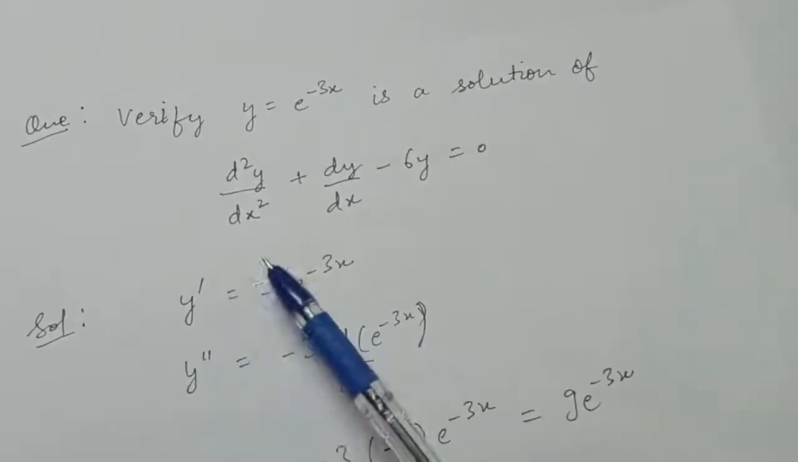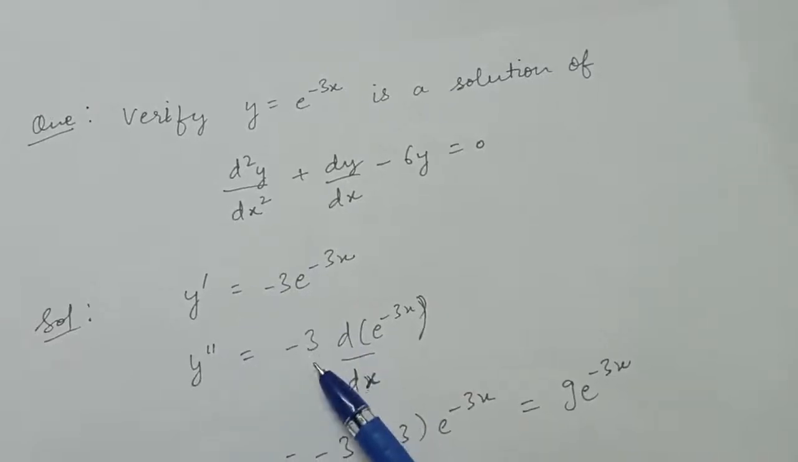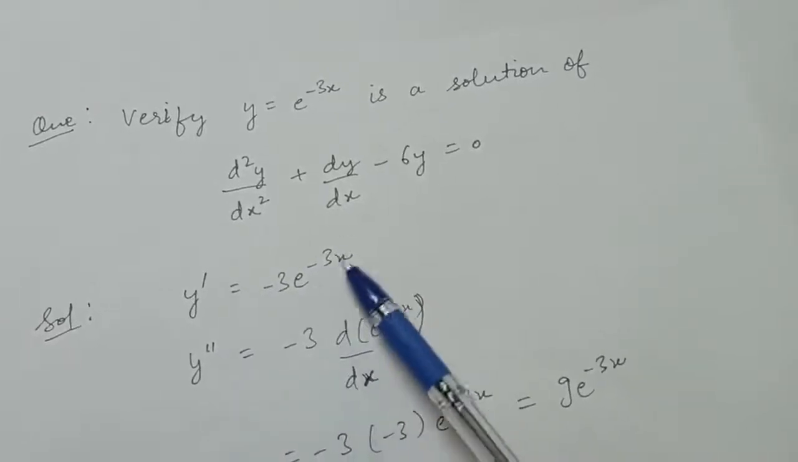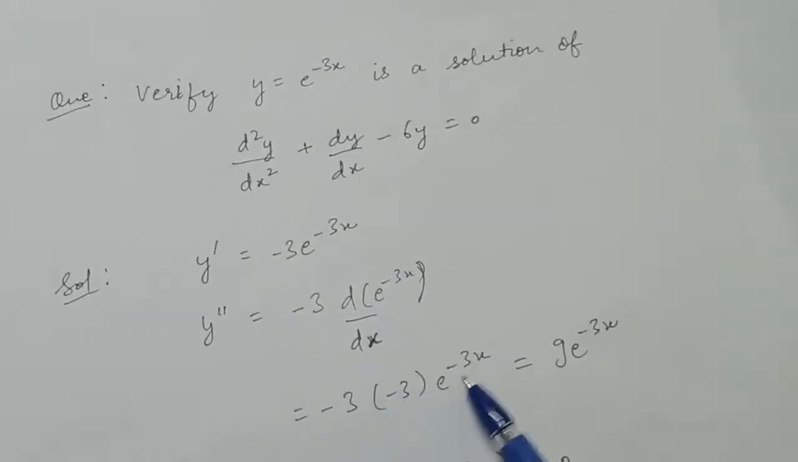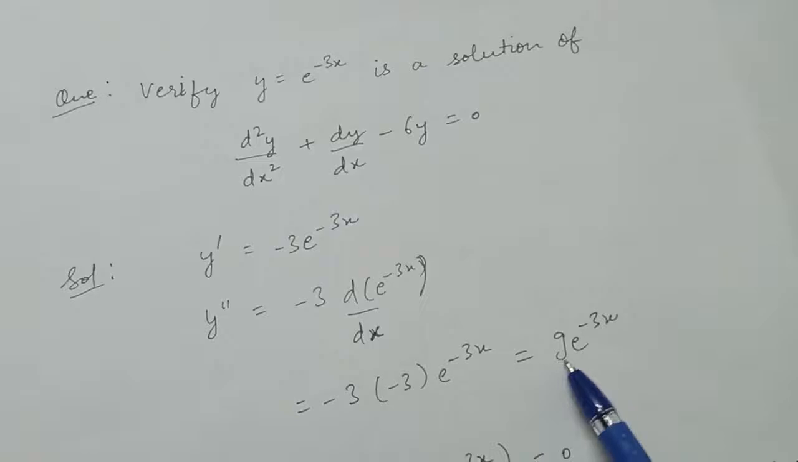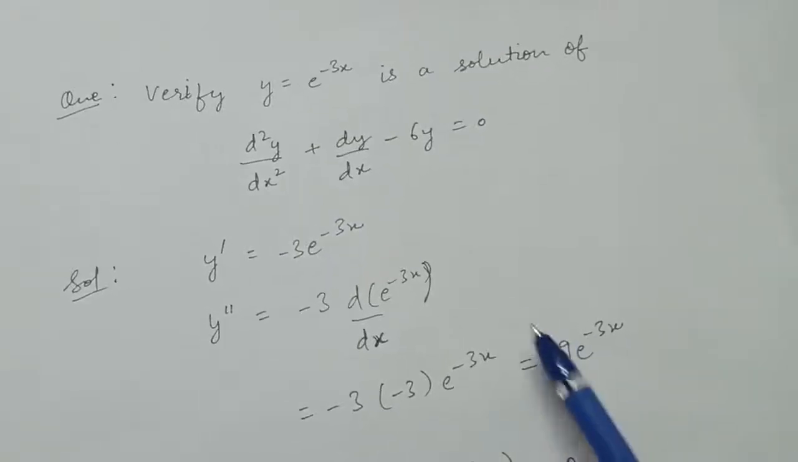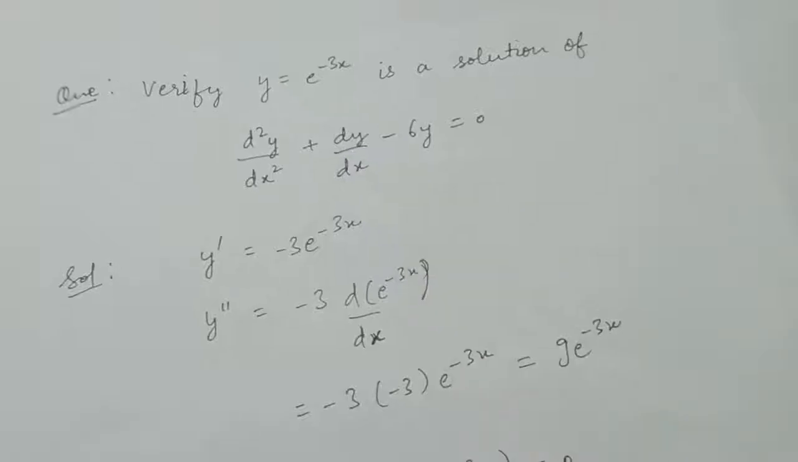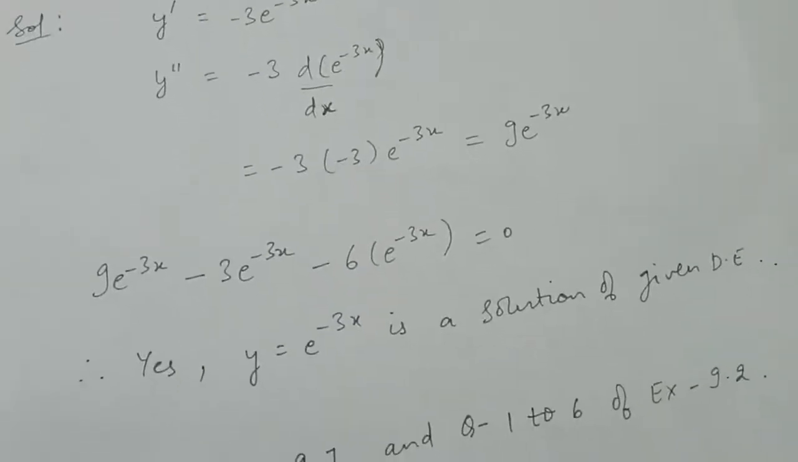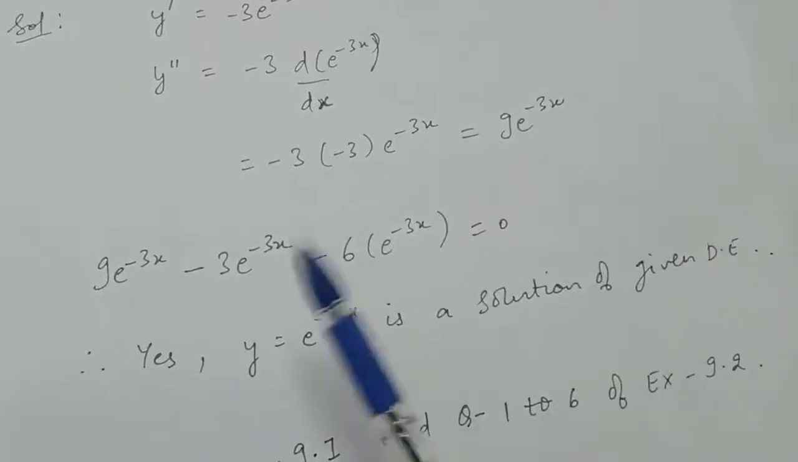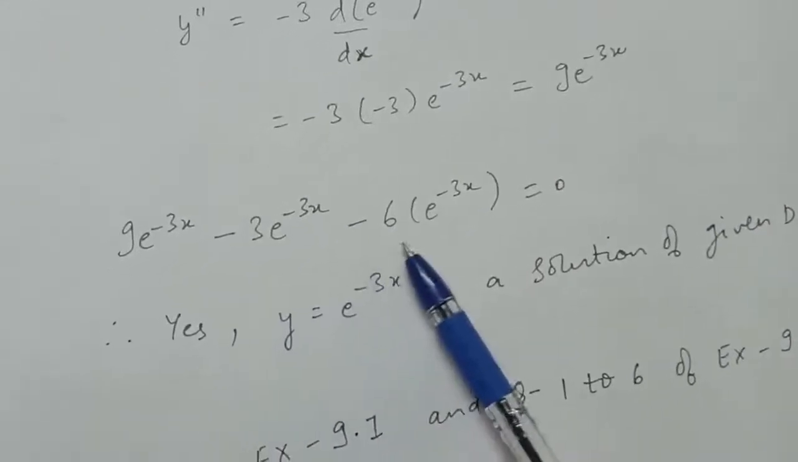Now again derivate this to find y double dash. So minus 3 is constant outside. Derivative of this with respect to x will be again minus 3 e raised to the power minus 3x. So it will be 9 e raised to the power minus 3x, right? Now put these values in this differential equation. So it will be 9 into e raised to the power minus 3x. This is the value of y double dash, minus 6y.